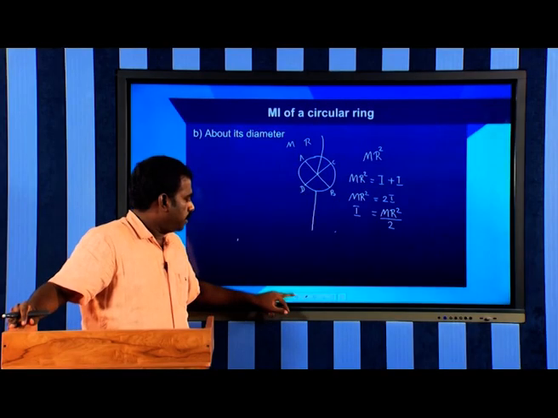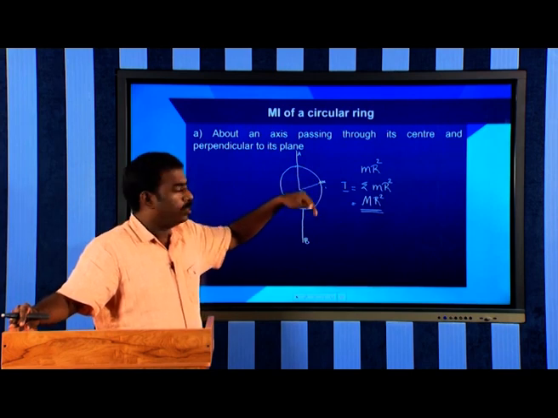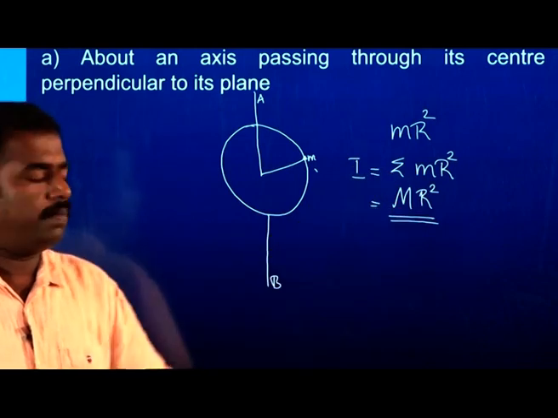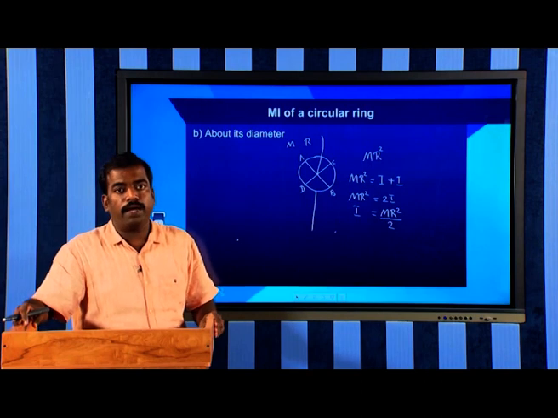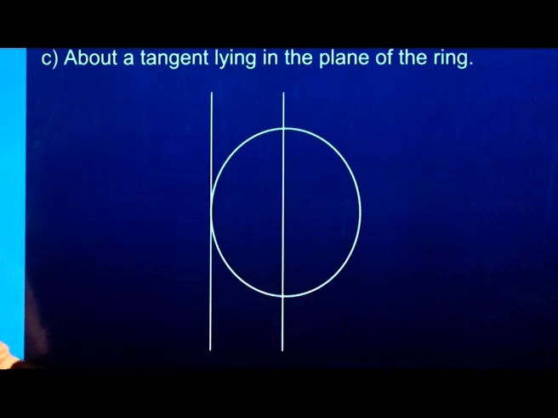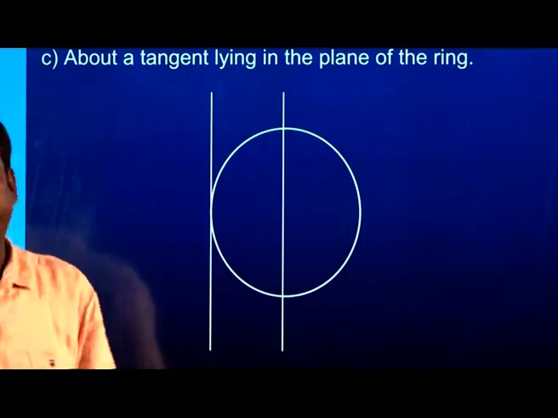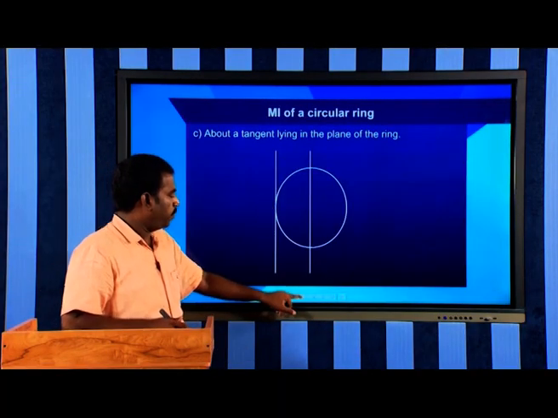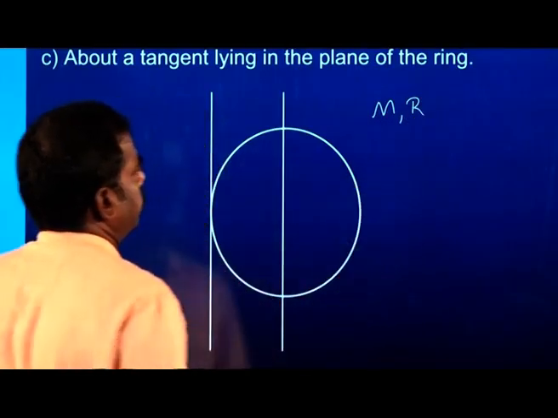So, just consider this: the moment of inertia about a perpendicular axis passing through the center of mass and perpendicular to its plane is M R square. Again, about the diameter, it is M R square by 2. Next, we will consider the moment of inertia of the same circular ring about a tangent lying in the plane of the ring. Here also we are considering a circular ring of mass capital M and radius capital R.